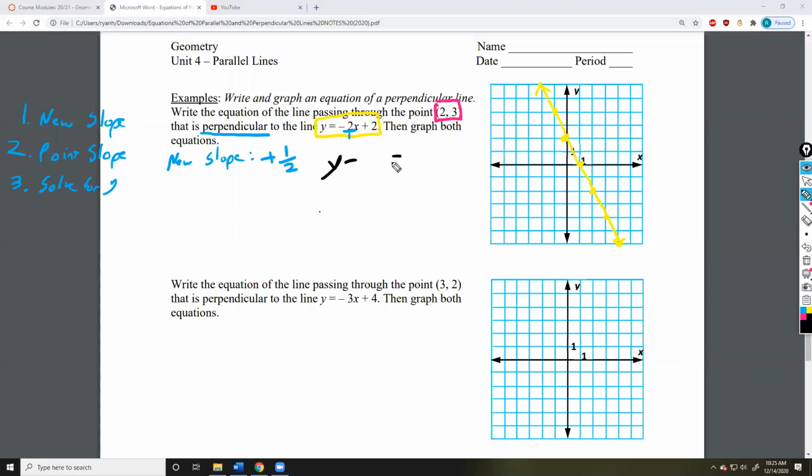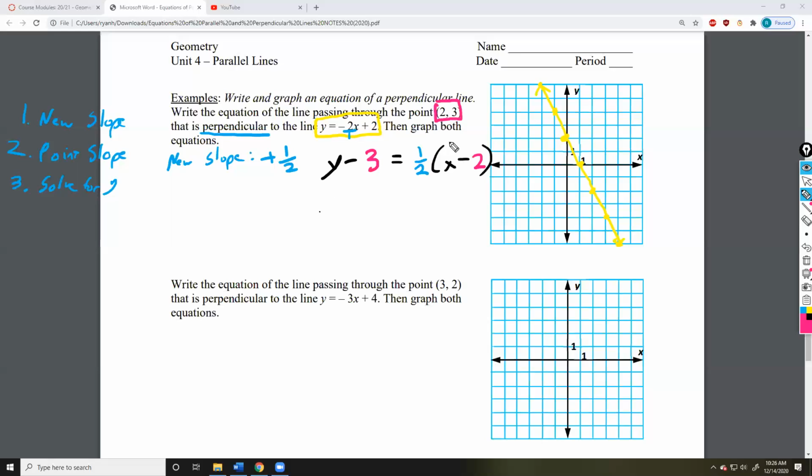y minus the y coordinate equals the slope times x minus the x coordinate. The y coordinate is 3, the second coordinate here, equals our slope. Our new slope that we want here is a positive 1/2. That's what we got from our opposite reciprocal. And then times x minus the x coordinate. The x coordinate is that first point listed, it's 2. So that's going to be our point slope form.